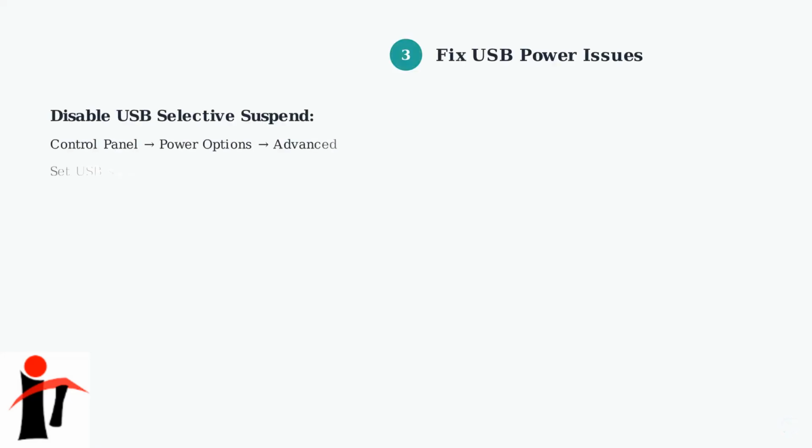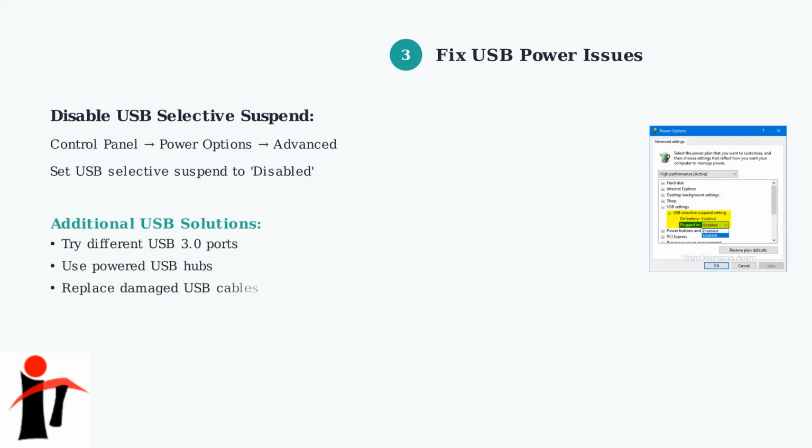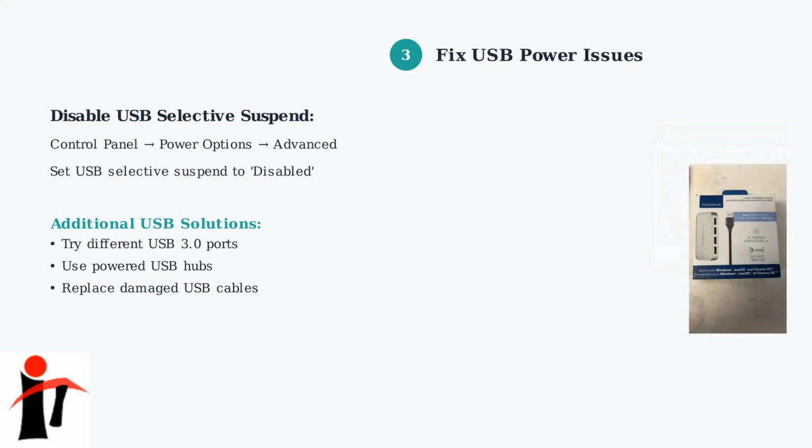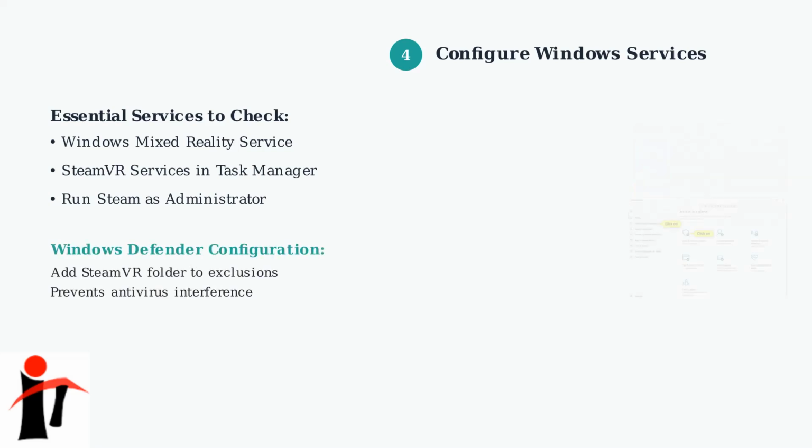USB power management issues cause many Error 301 cases. Windows often puts USB ports to sleep to save power, which disrupts VR headset communication. Windows services are critical background processes that SteamVR depends on. If these services aren't running properly, Error 301 will occur even with perfect hardware.